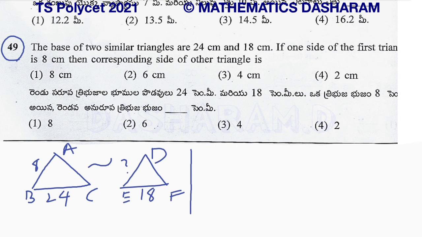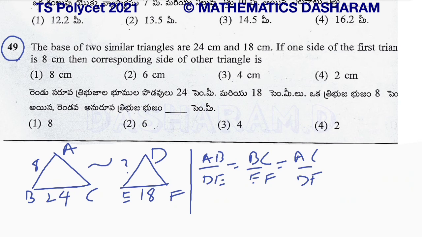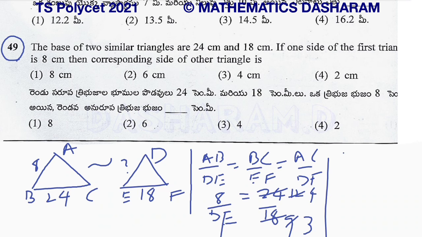We know that if two triangles are similar, then the ratio of their corresponding sides are in the same proportion. So AB/DE equal to BC/EF equal to AC/DF. In this AB value 8, DE value required. Next BC value 24, EF value 18. Now here 2 12s are, 2 9s are, 3 4s are, 3 3s are. Then 8/DE equal to 4/3.